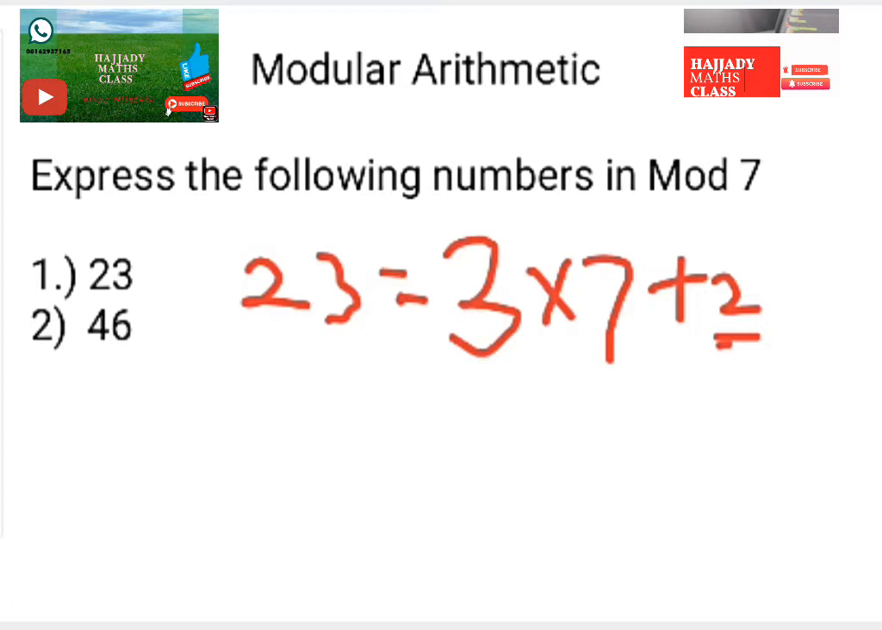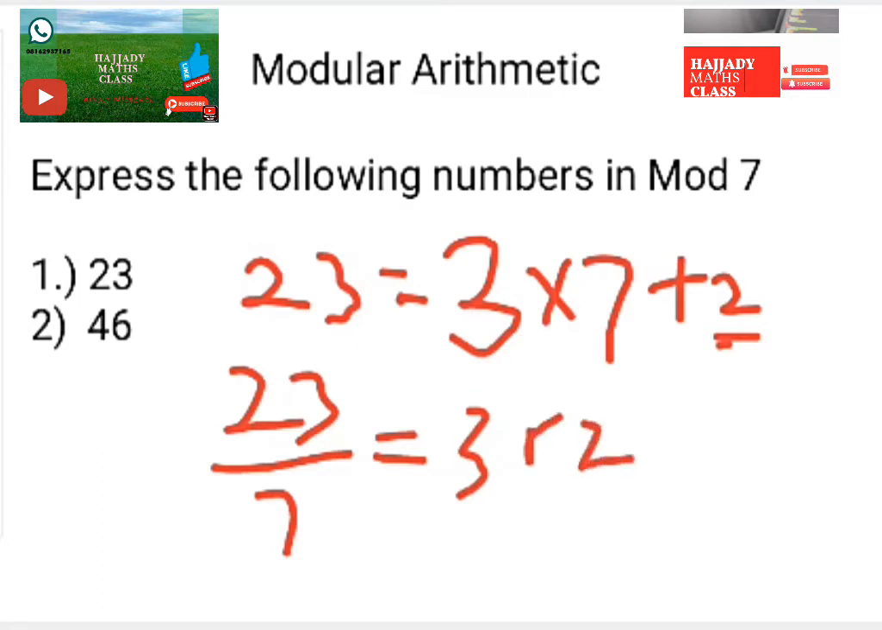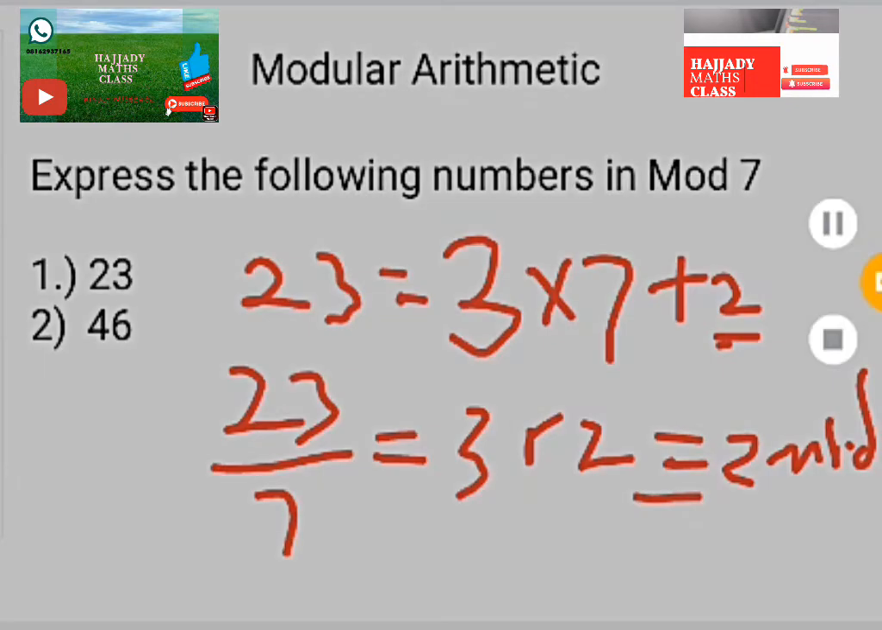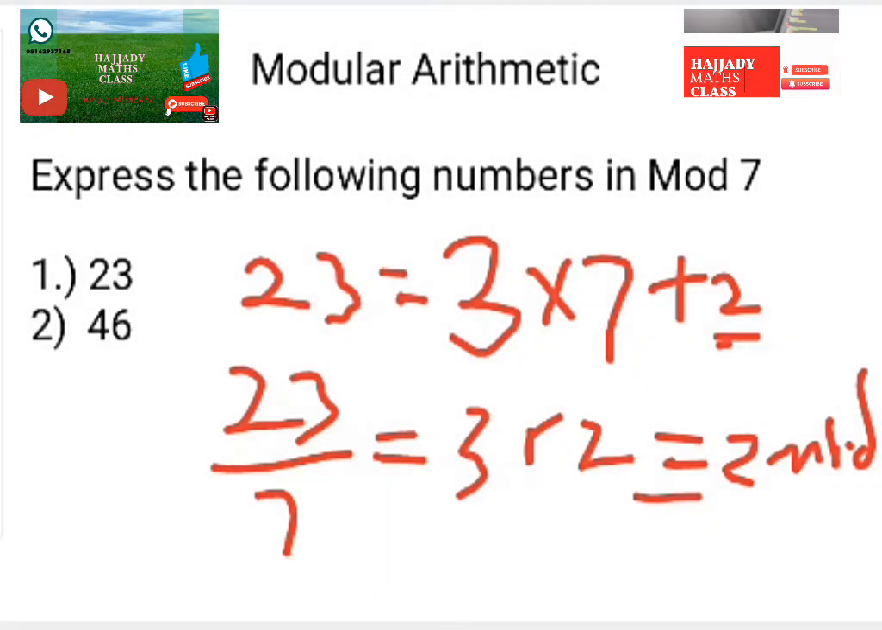Or alternatively, you have it to be 23 over 7, which gives 3 remainder 2. And this is equivalent to 2 mod 7. So this solves the first example. I will leave the second example as an assignment, and I would like you to put your answer in the comment section of our channel.